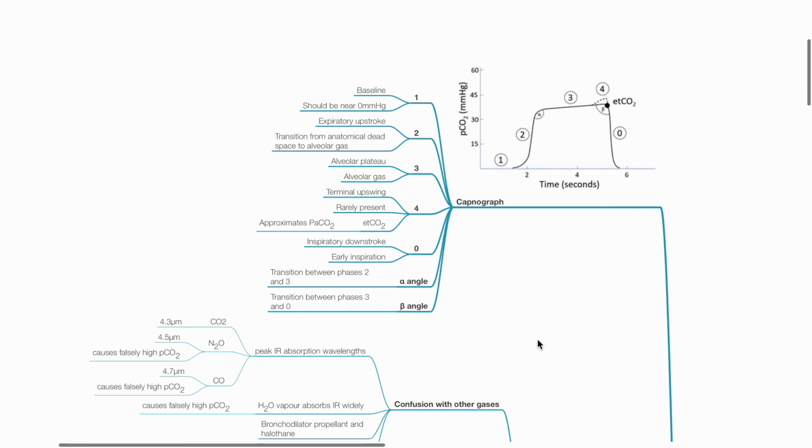EtCO2 approximates PaCO2. Phase 0 inspiratory downstroke represents early inspiration. Alpha angle at transition between phase 2 and 3. Beta angle at transition between phase 3 and 0.